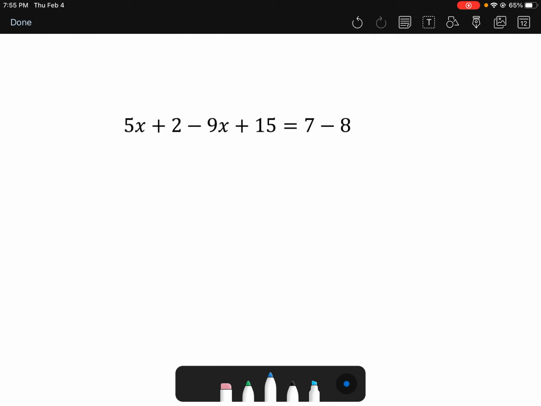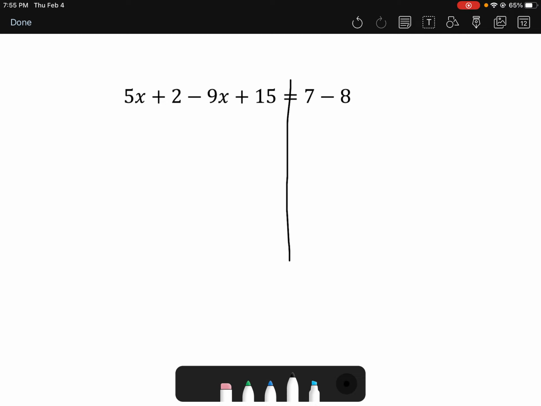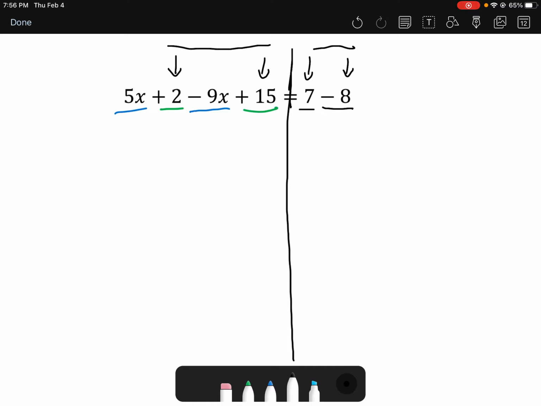All right, this problem looks a little bit bigger. So again, I'm going to draw a line down the middle, down through my equal sign. On the left side, I have 5x and then minus 9x, and then I have 2 and 15. Now on the right side, I have 7 and minus 8. Even though these guys all have like terms, I cannot combine them together, because they are separated by my equal sign. So these guys over here are on their own thing, these guys over here are on their own thing. I can't combine those guys.